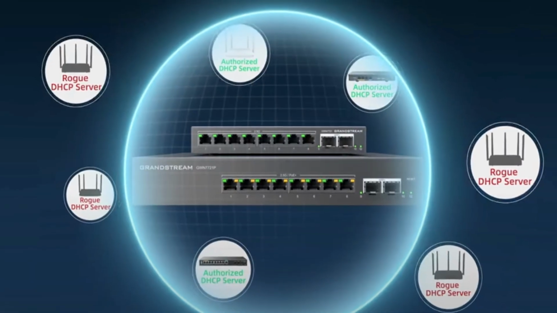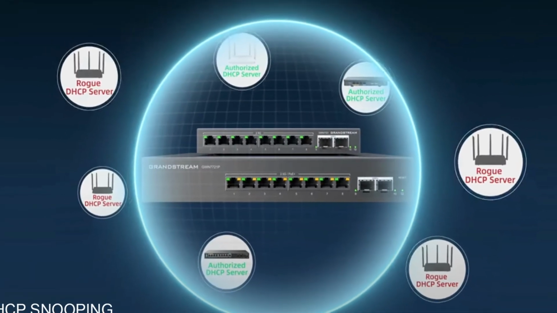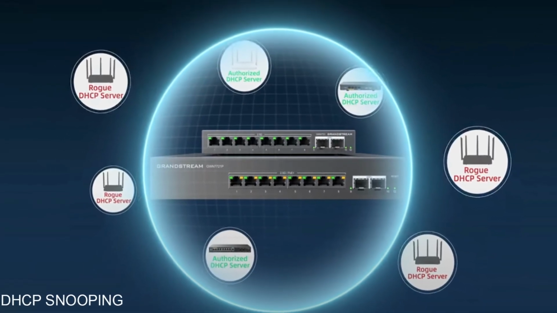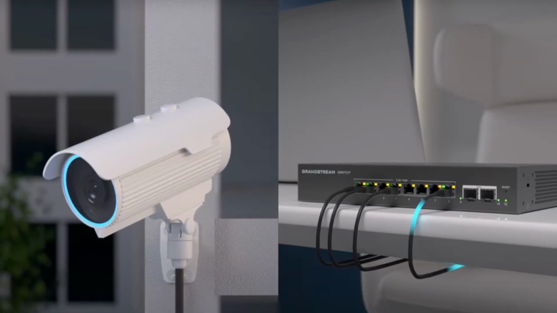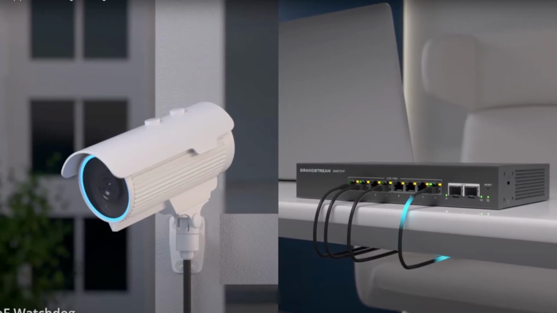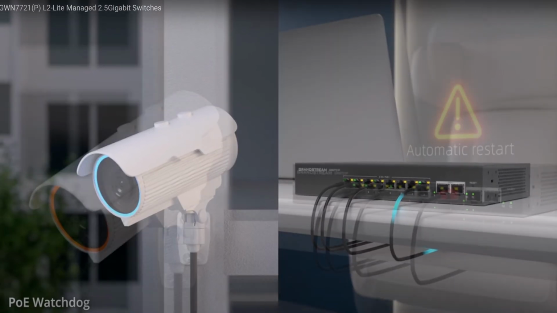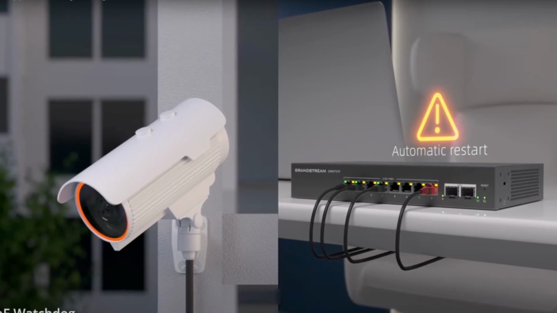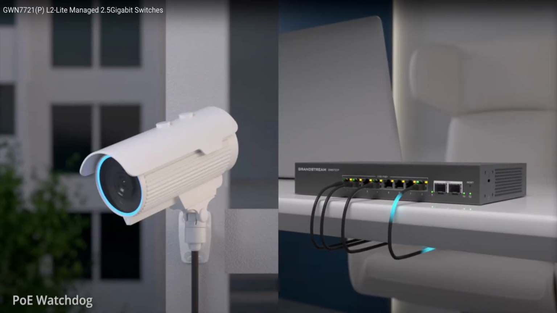Security hasn't been overlooked either. With DHCP snooping, you can block rogue DHCP servers before they wreak havoc on your network. Plus, the built-in PoE Watchdog constantly monitors connected devices, and if it detects an issue, it'll automatically reboot that port to bring your device back online without you lifting a finger.